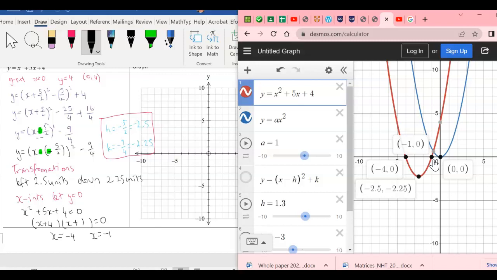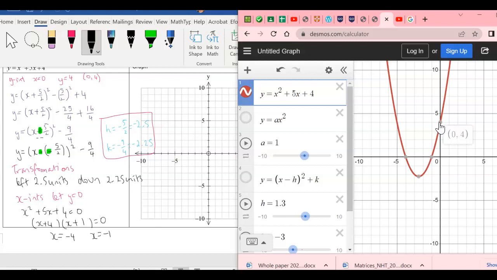All right, so when you're sketching, let's get rid of the blue one. You kind of need these key features. You need 0, 4, your y-intercept. You need your turning point. Just be careful with that because we are dealing with fractions. Your x-intercepts, negative 1, 0, and negative 4, 0. And you need to make sure your parabola actually looks like a parabola. So just take your time going between those points and try to make it look as symmetrical as possible.